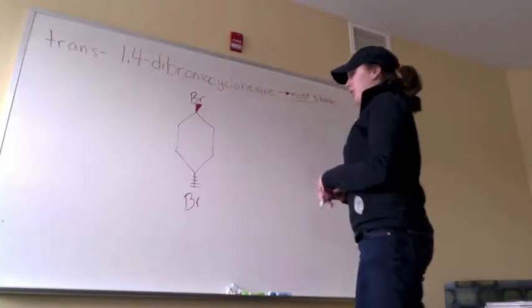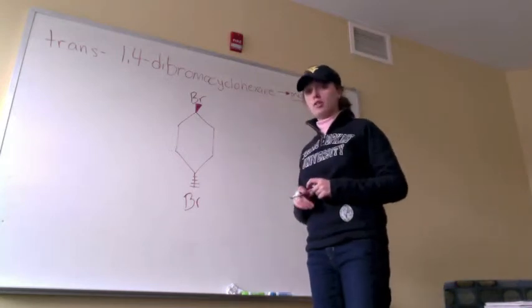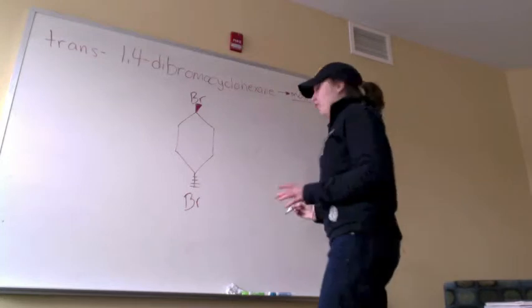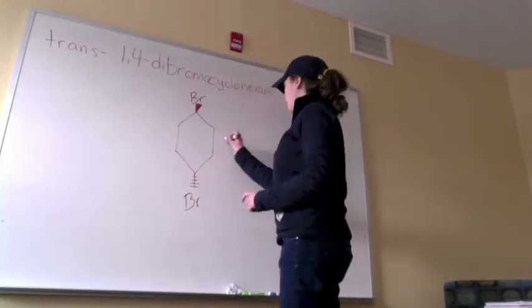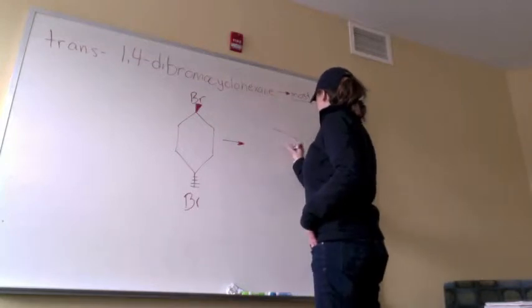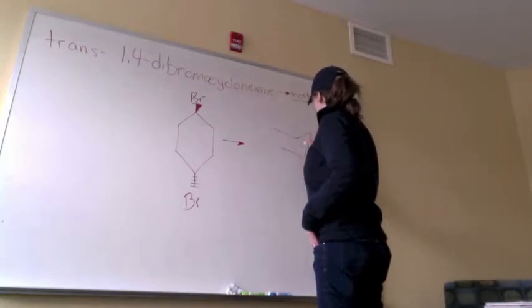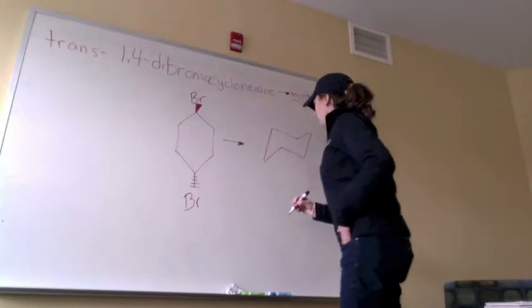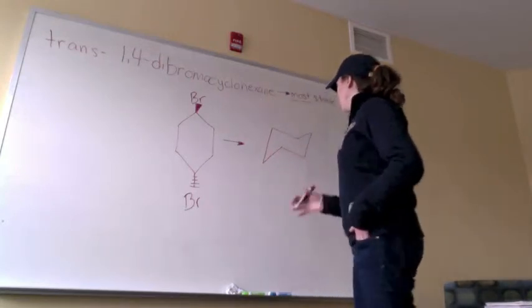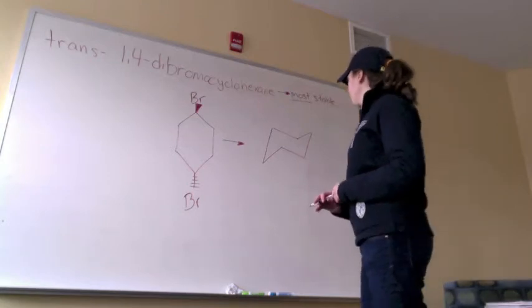We know from chemistry that the most stable version of a cyclohexane is not in a ring form, but actually in a chair conformation. So we'll go ahead and draw that in the chair. And then we have to determine where we're going to put the bromides.